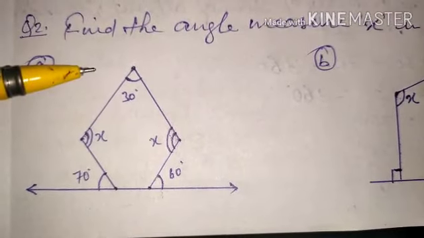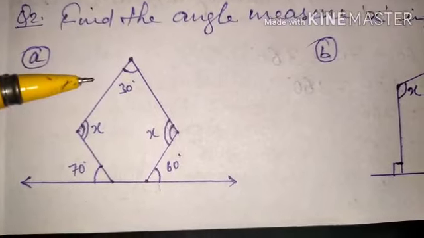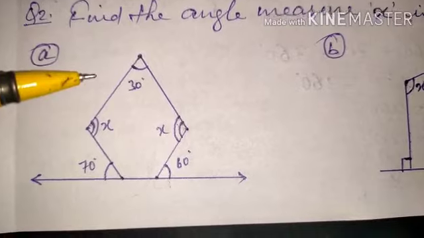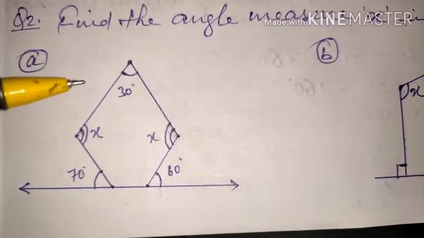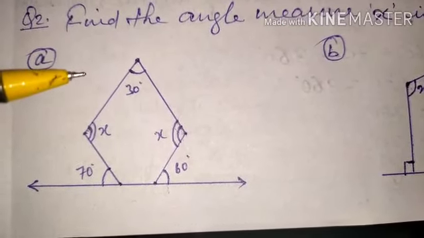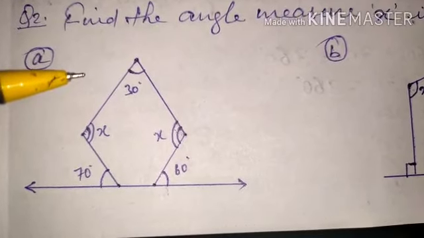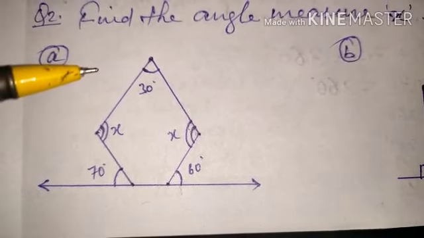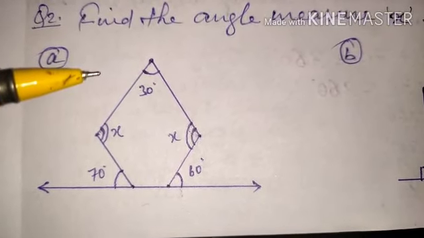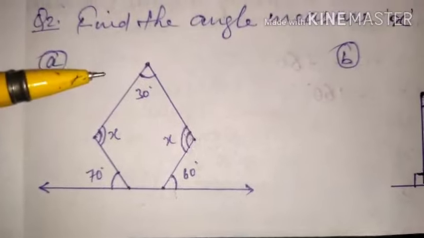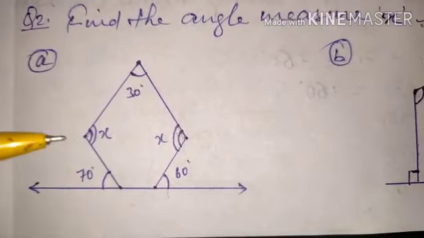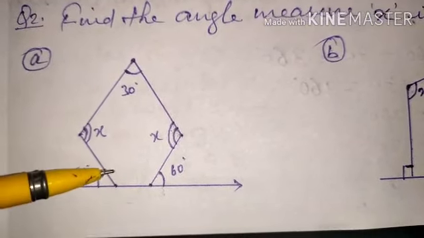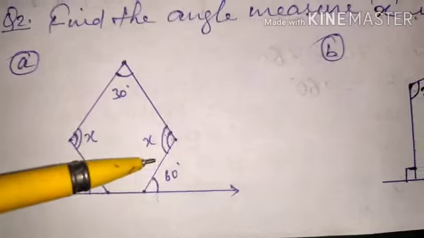You must know the interior angle sum property of the polygon, sorry, pentagon: it is equal to 5 minus 2, that is 3, into 180, so it will become 540. So from the angle sum property, the angle sum will be 540 over here. Now these two angles are the same, 30 degrees already given. Now you need to find this angle and this angle.